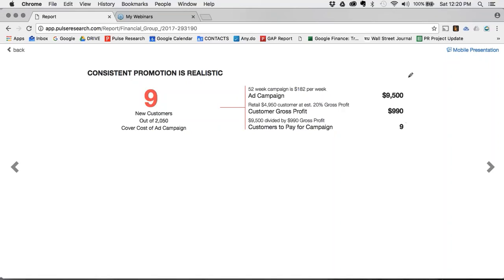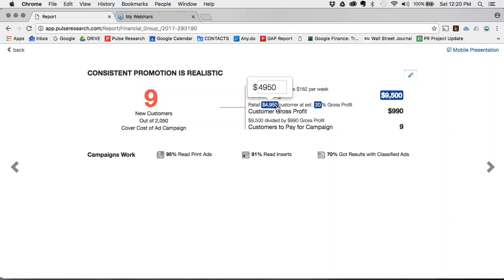But look at this. You've got the ability to get their input. So they might say, well, our average investment is $7,000, okay? And by the way, we make 25%. Look at this. You can edit in real time with their input. And based upon input in this example, all they need is just 5 new clients to pay for the campaign.